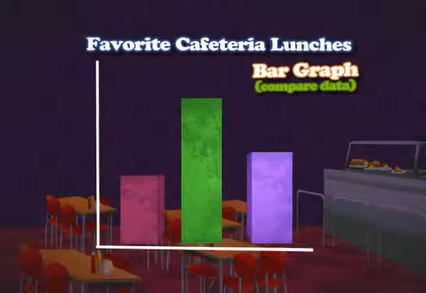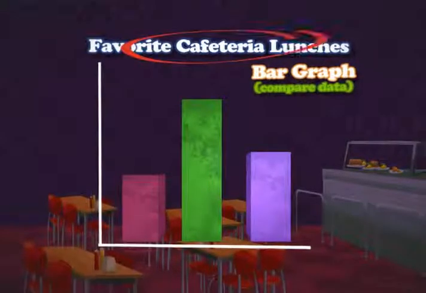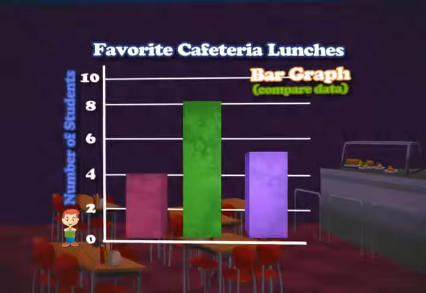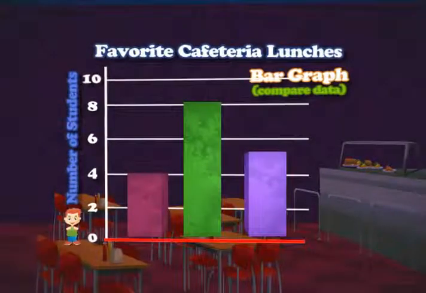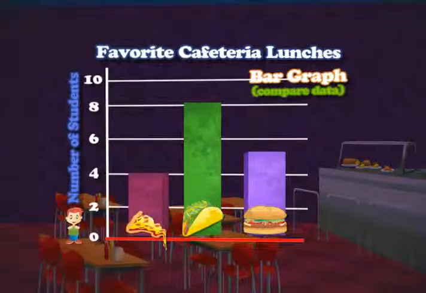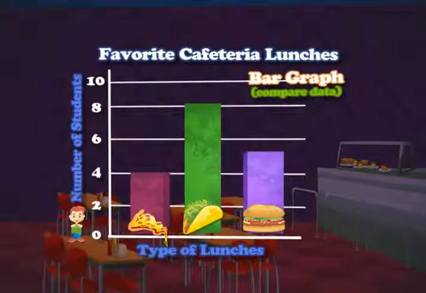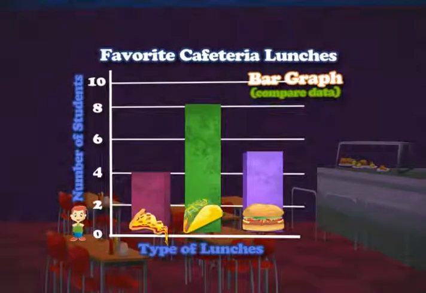Keep in mind, the graph has three types of titles. You have the main one, you have one which you have on your y-axis, title numbers of students. Then you have the x-axis. Third title, types of lunches. Keep in mind, the title must match the label that it's with.